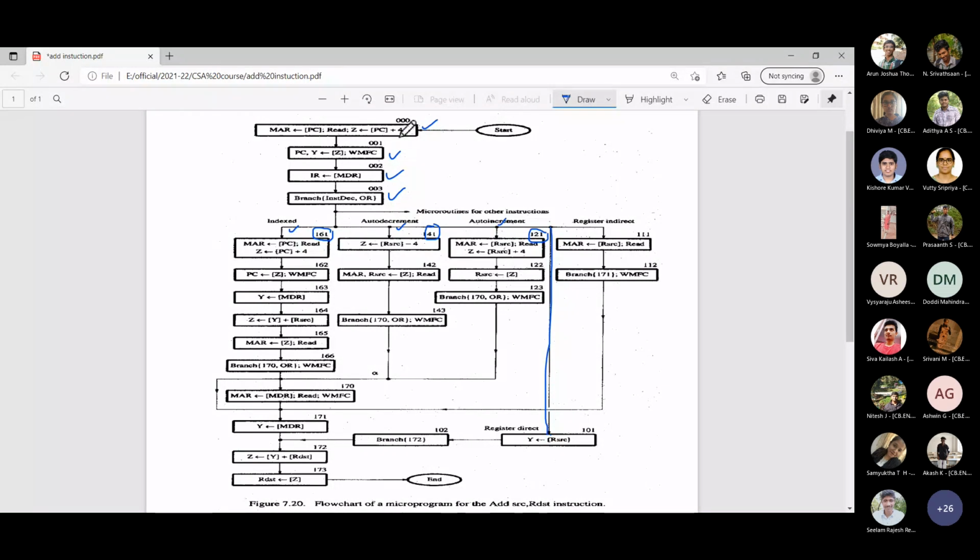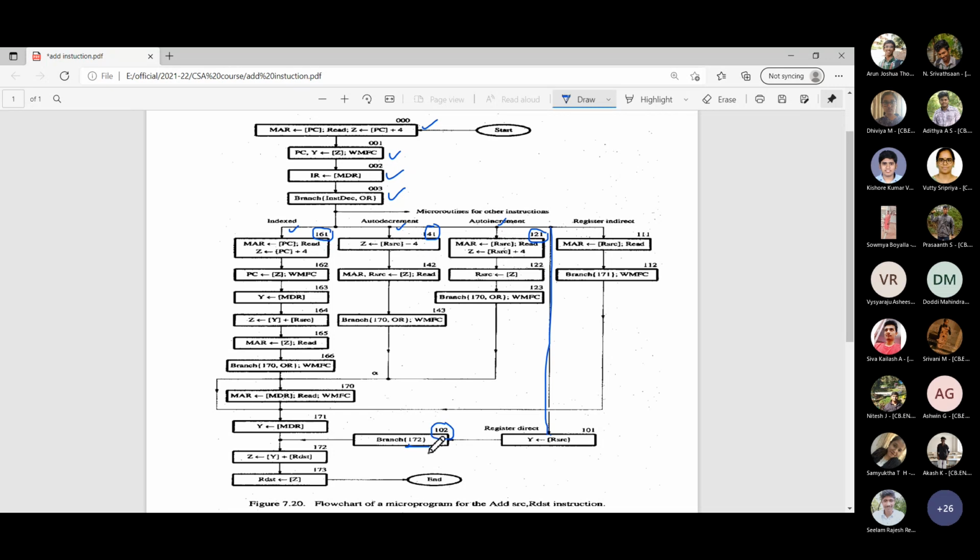Okay. So at 000, 001, 002, 003, this is same as what we have written. No change there. Then first consider it is the register direct. We jump to address location 101. If it is register direct, the operand is directly available in the source register. So you read the source register, put it in Y. Then at address location 102, you are branching to some address 172.